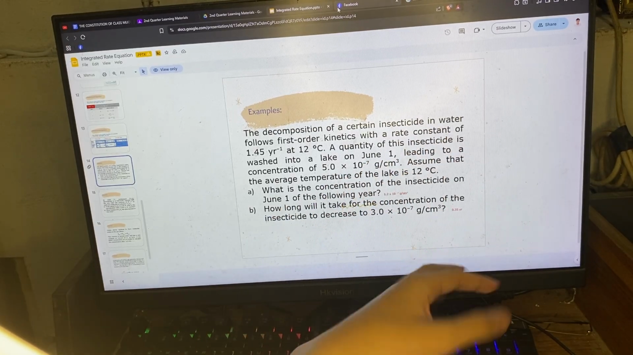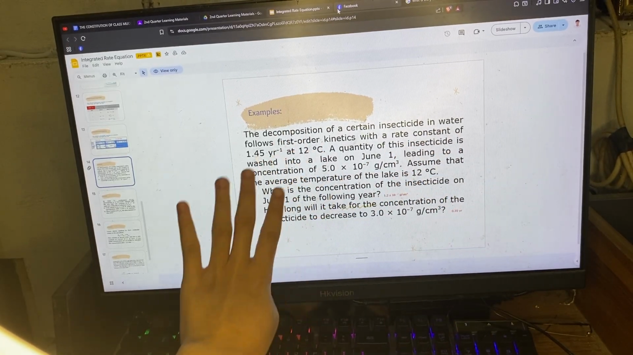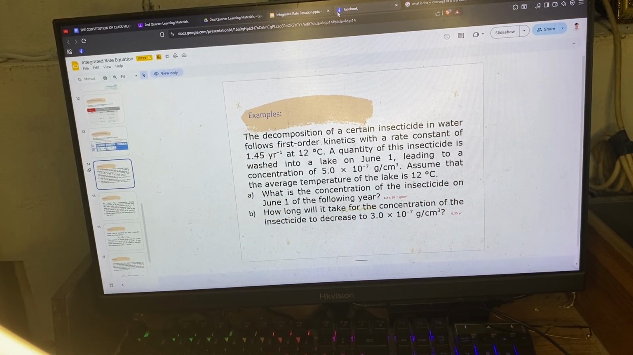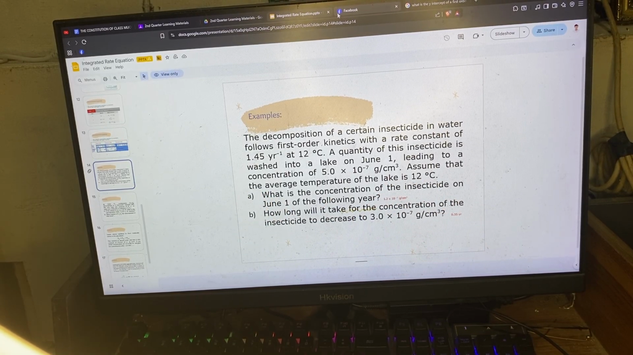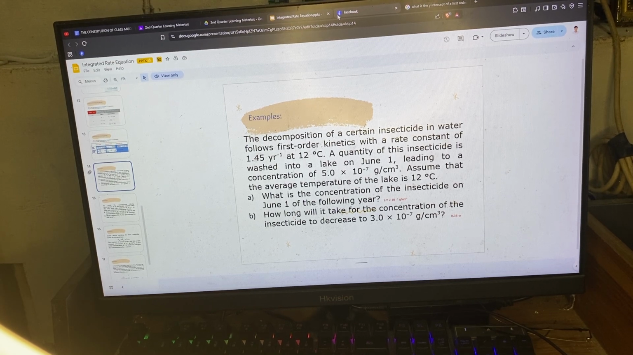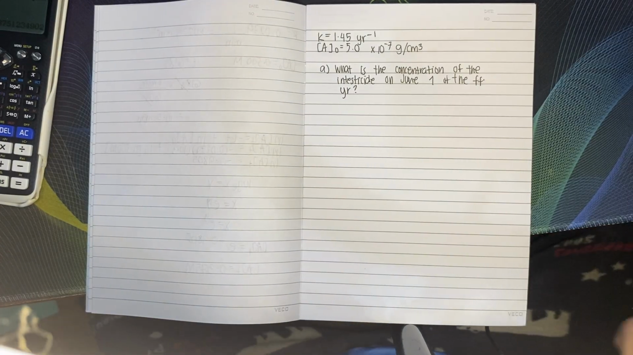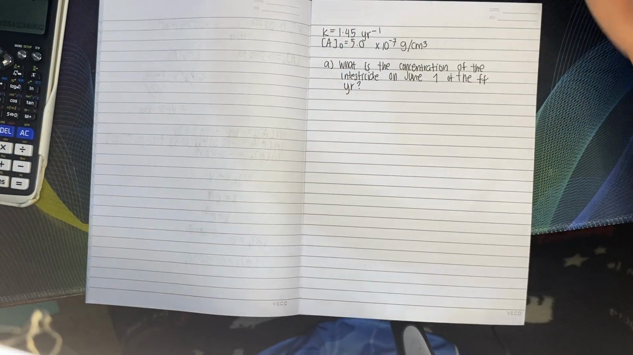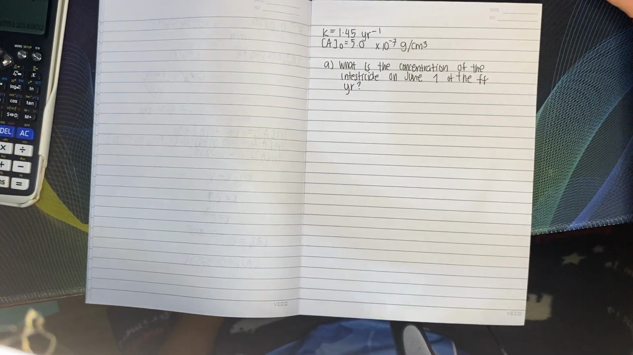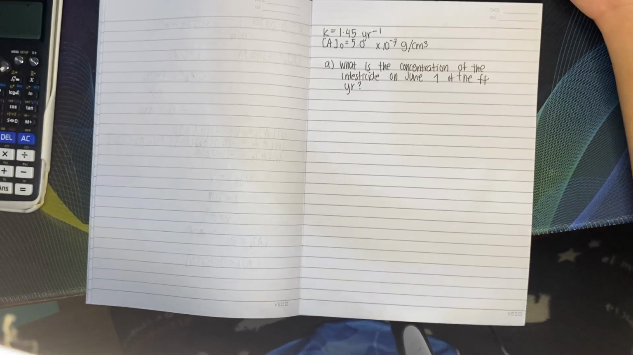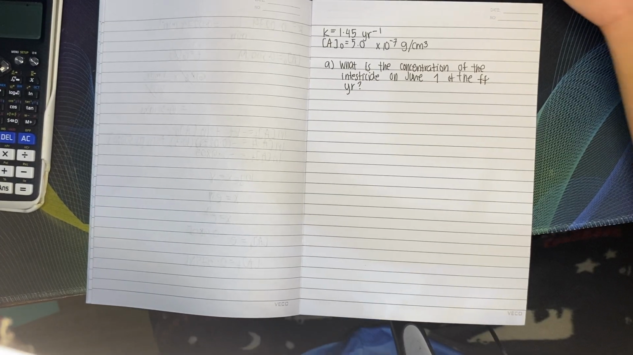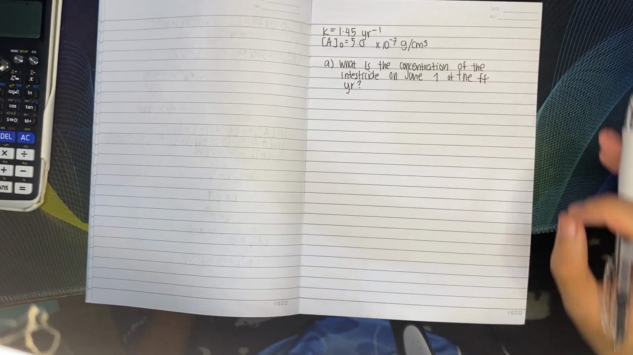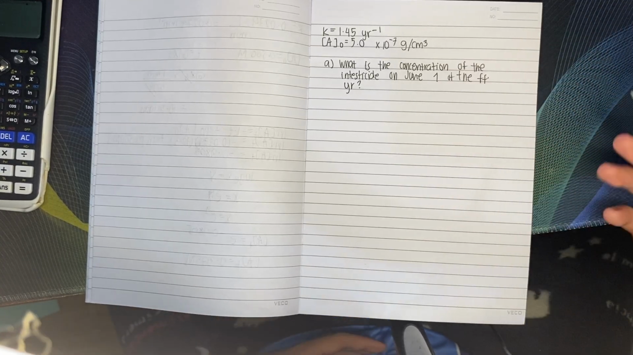Now, there are the answers, but we're going to solve this one. And the second question is, how long will it take for the concentration of the anticide to decrease to 3.0 times 10 to the power of negative 7 gram per cubic meter? So, we have the givens. I'm sorry again for the setup, it's so messy. We're given the rate constant and the initial concentration. The rate constant is 1.45 per year, and the initial concentration is 5.0 times 10 to the power of negative 7 gram per cubic meter.